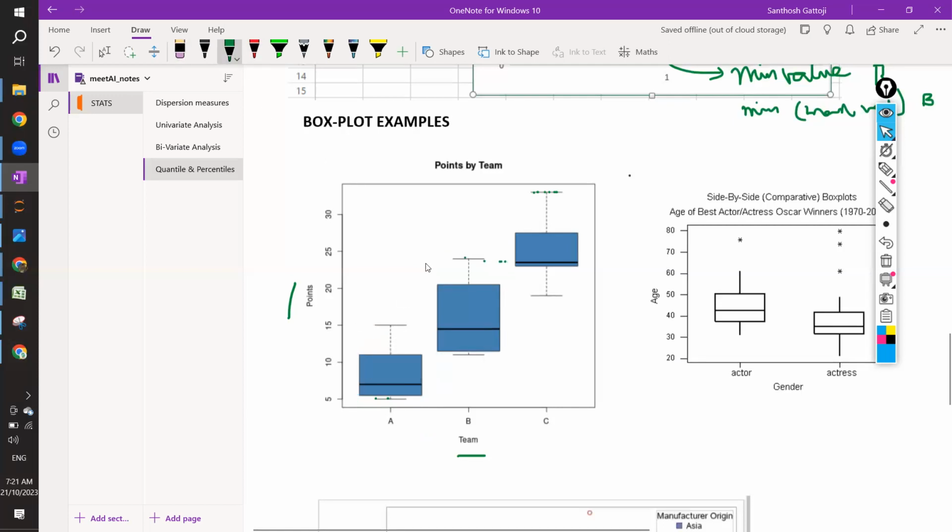Yes, Santosh. Yeah. And also guys, I'm not sure if you're able to visualize the internal things also.